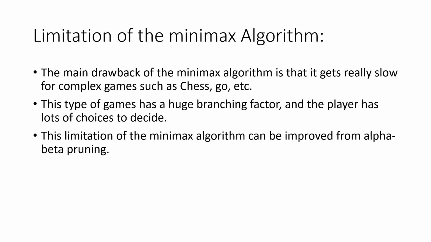Next, we will see the main drawback of the min-max algorithm: it becomes very slow for complex games. Min-max explores all possible game states. For a complex game like chess, the number of states is enormous. So the time grows exponentially. If the branching factor is high, the depth of the search increases quickly. So the total states will be b to the power m. That will be very high.